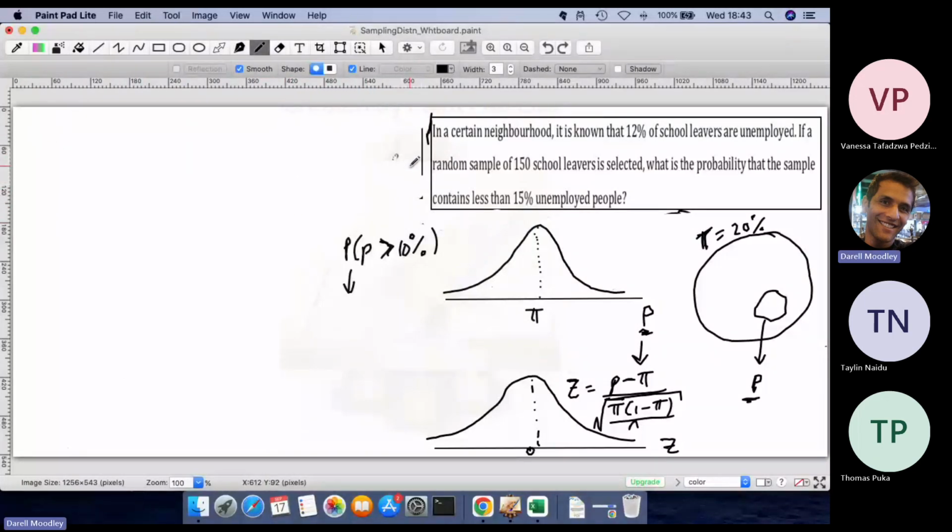In a certain neighborhood, it is known that 12% of school leavers are unemployed. So that 12%, that's your pi. That's your true proportion, because it wasn't measured by taking a sample. It's telling you for the entire neighborhood, it's known that 12% of them are unemployed. So that's your pi. The pi is 12%.